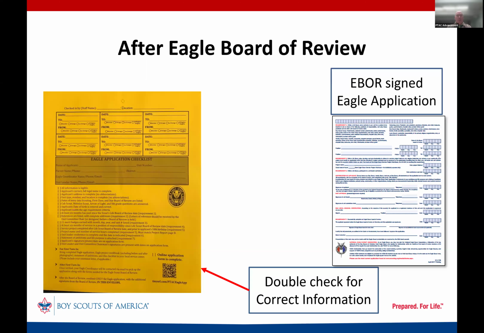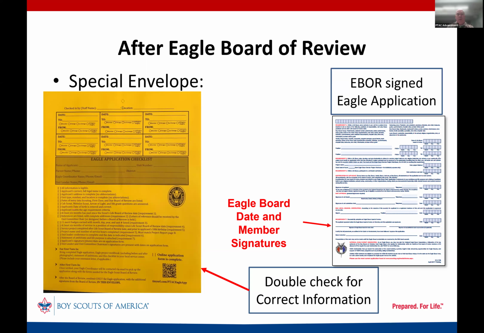All right. So again, after the board of review, assuming that the scout has been successful and it's been approved, all that needs to go back into the envelope is that signed Eagle rank application. None of the other stuff: the workbook doesn't need to go back in, photos don't need to go back in, that statement of ambition or life purposes doesn't need to go back in, just the Eagle rank application. Backing that up, on the backside, we need to make sure that the board members sign and date the form.